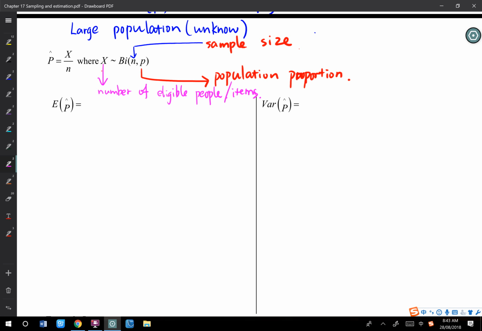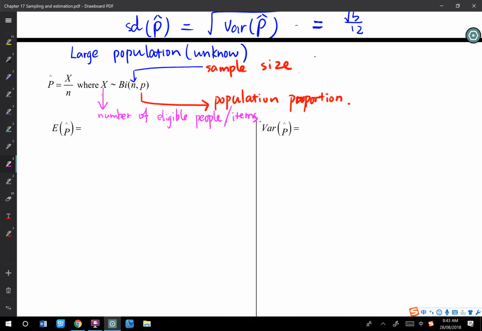Therefore, we have a formula here. P hat equals X over N. Your P hat is a random variable. That is decided by what? That is decided by your capital X. Why decided by capital X? Your capital X is how many students are eligible over the total number of students you select. That will give you a sample proportion. And as X changes, your P hat will change as well, right?